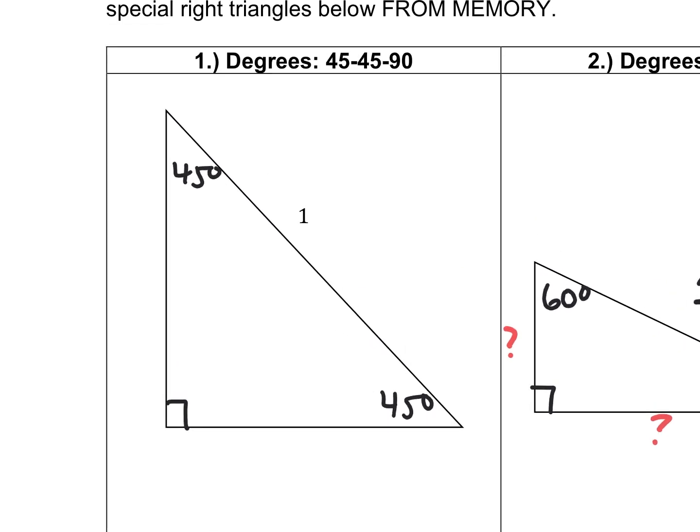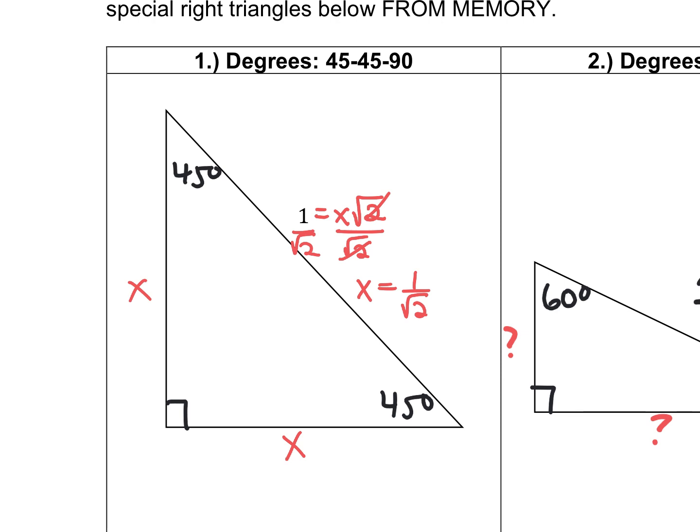Okay, what I saw that I really, really liked is that you labeled it first. So I got x, x, and x root 2. So what we're seeing here is that the 1 is equal to x root 2. That's the little equation that we can then solve. So I'm just going to divide both sides by the square root of 2. So I get an x value of 1 divided by the square root of 2. But the problem is we can't have a square root on the bottom.